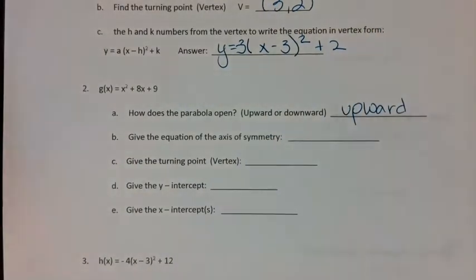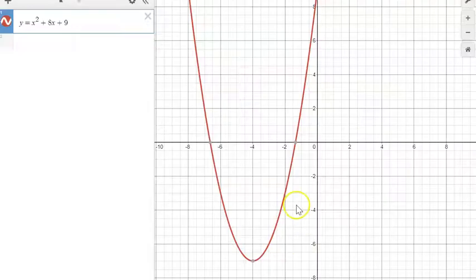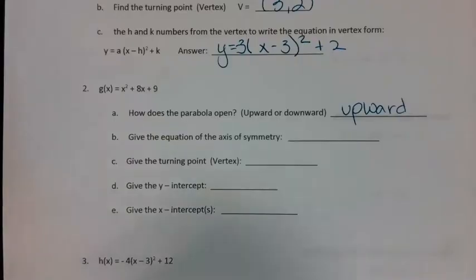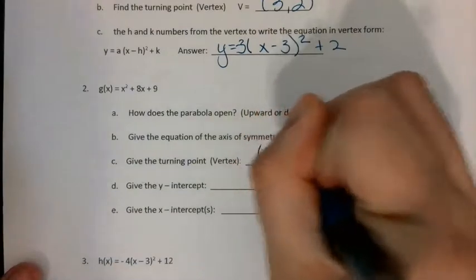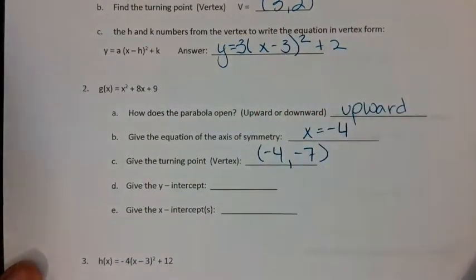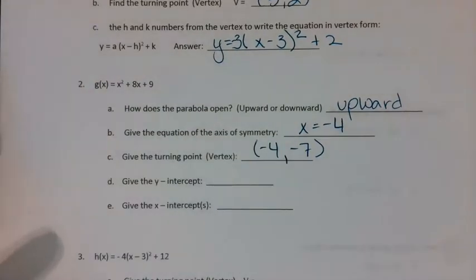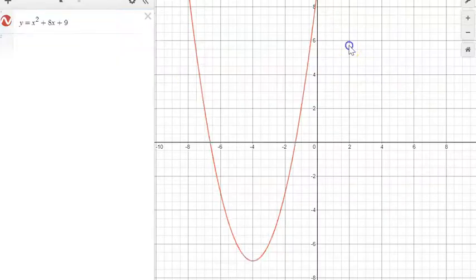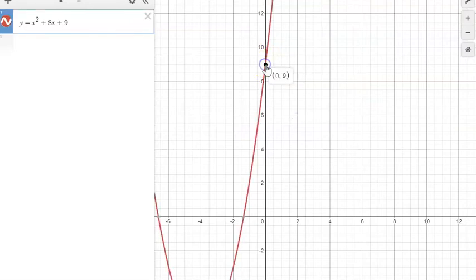My axis of symmetry is the x value of my vertex. So my vertex here is -4, -7, which is the answer to C. And my axis of symmetry is going to be x equals -4. I need to find my y-intercept. So where it crosses the y-axis, it's here at 0, 9, so y equals 9.